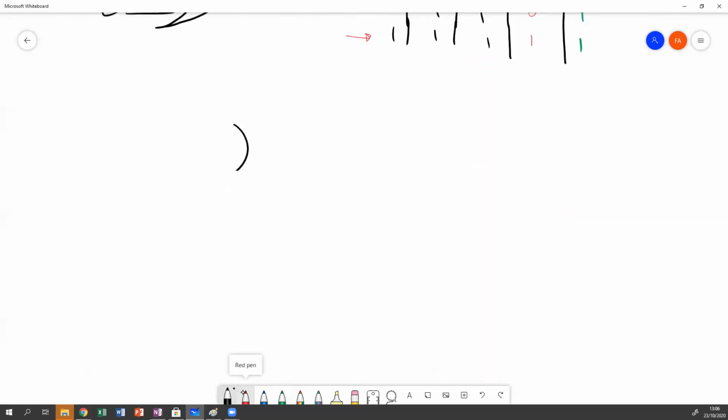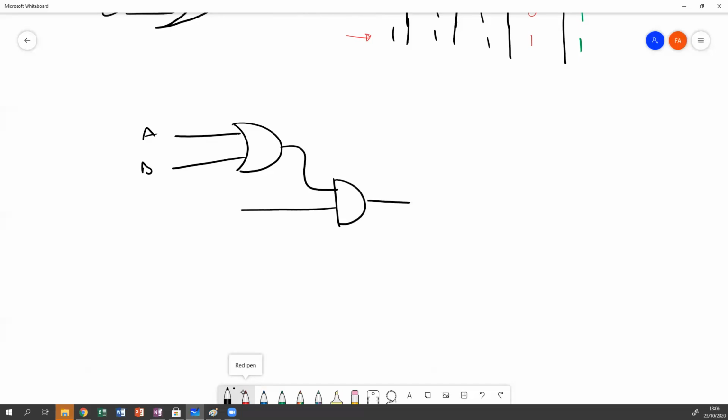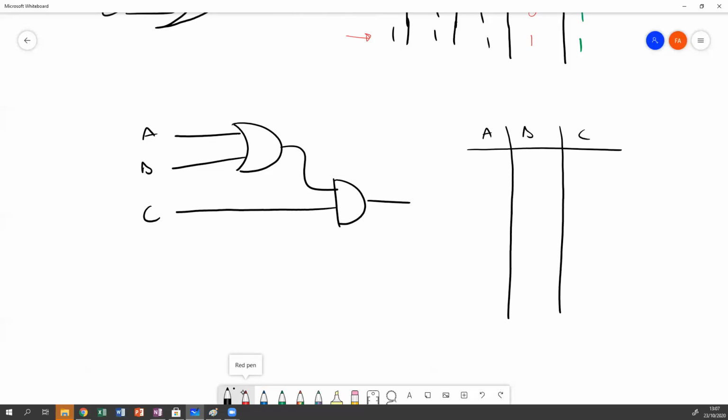So guys, we can actually mix these gates together. For example, if I have one OR gate here with inputs A and B, and I have another AND gate in front of the next input, which is C, you can write all the permutations of them. So, for example, let's do another truth table for this. This is A, this is B, this is C, and here is X.